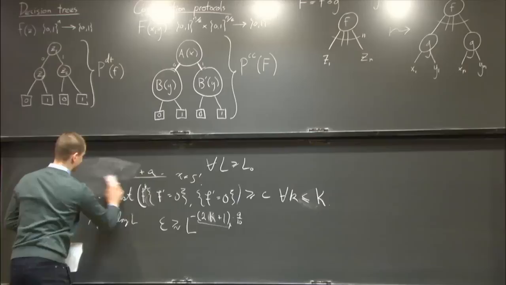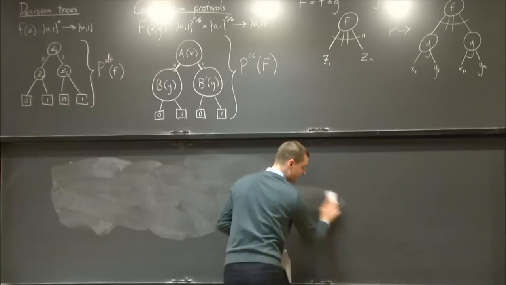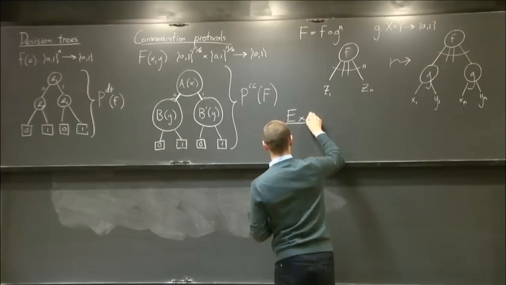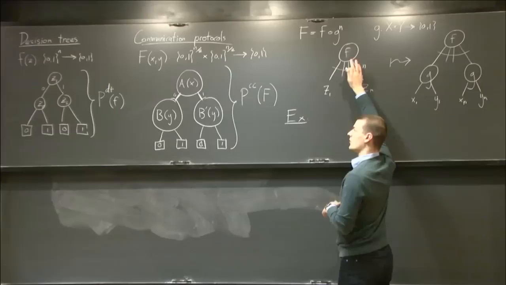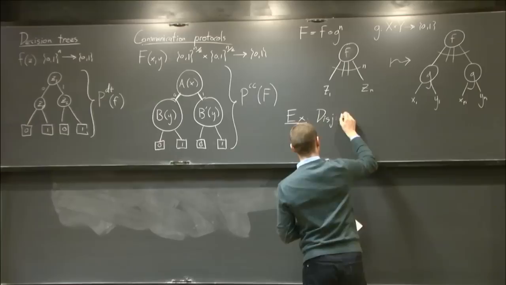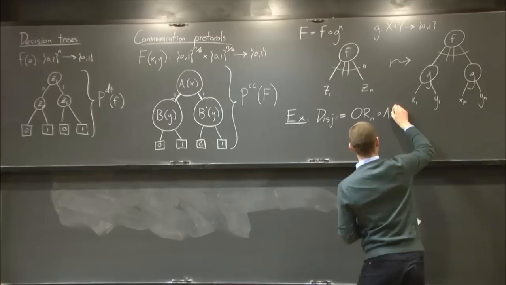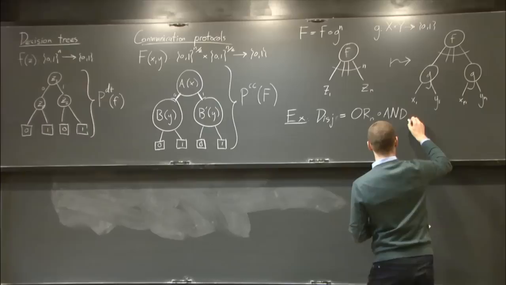So let me maybe mention a really canonical example of a composed function that's maybe the most famous example in communication complexity, which is just OR of ANDs. So it's called disjointness. So I would be here using gadgets that are just two bits, they take one bit from either player.